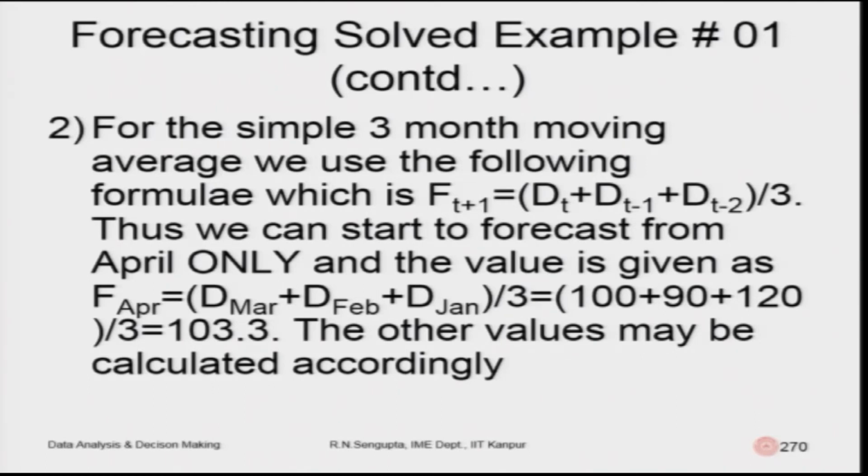So, the forecasted value in April would be the sum of these 3 months, which is 100 plus 90 plus 120 divided by 3, which comes out to be 103. Similarly, when I go to the month of May, the value would be equal to the demand of 3 months, which will be February, March, April, add them up, divide by 3. If I go to, for example, the month of December, we are trying to forecast for December, so the last 3 months would be considered: September, October, November, add them up, divide by 3.